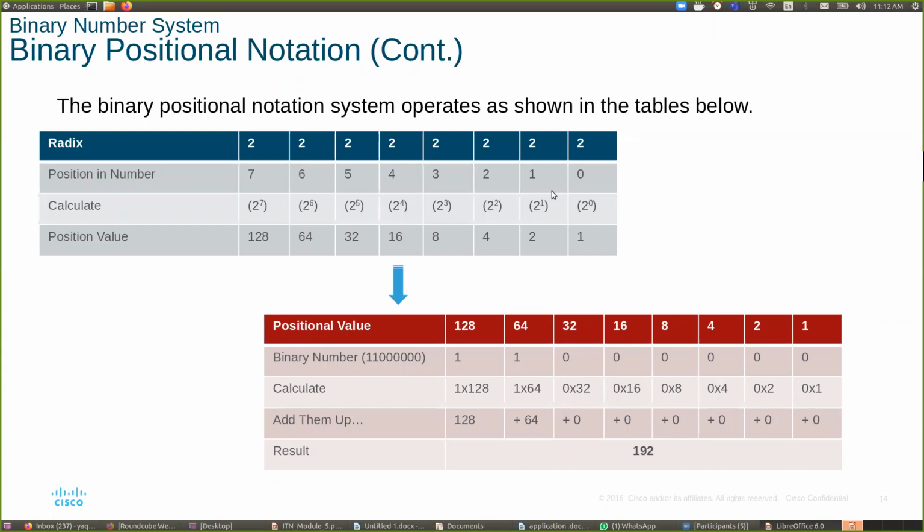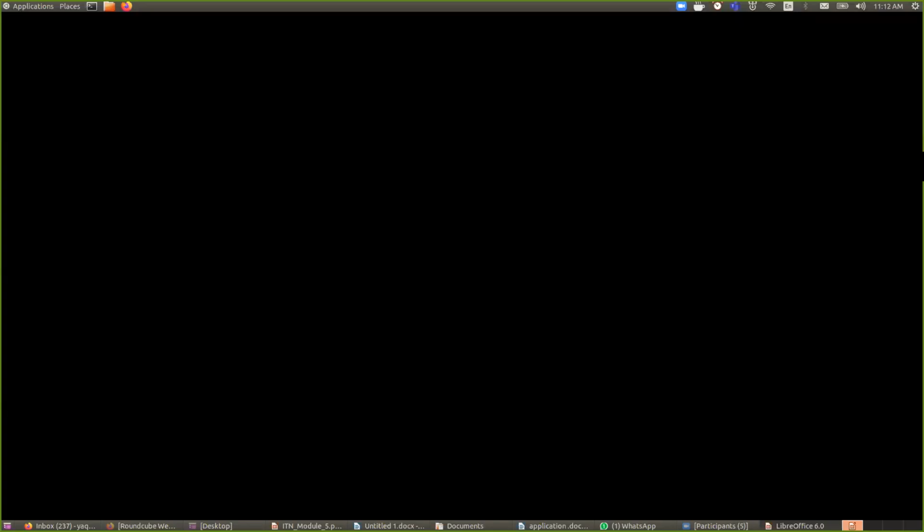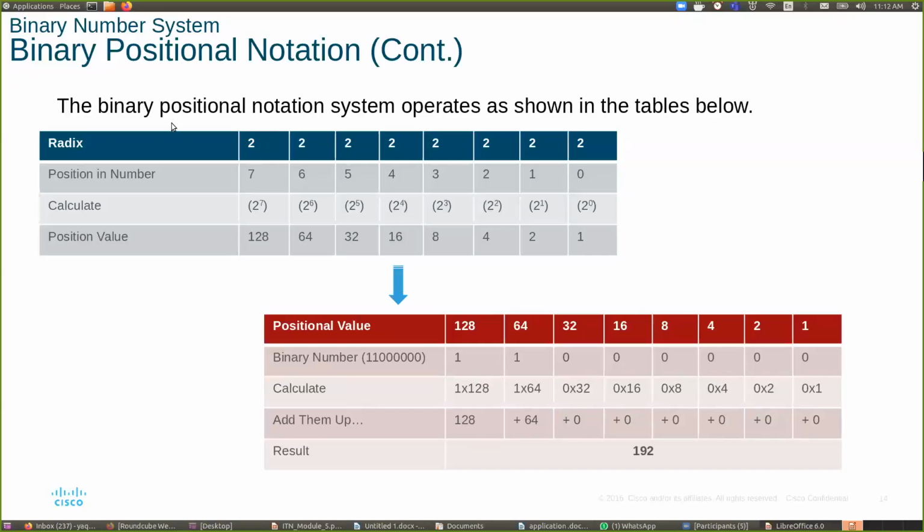So this is still a continuation. Now we're talking about base 2. Like I told you, decimal numbers are base 10, and binary numbers are base 2. So now we are going to binary numbers. They are base 2. These are the positions 0, 1, 2, up to 7.